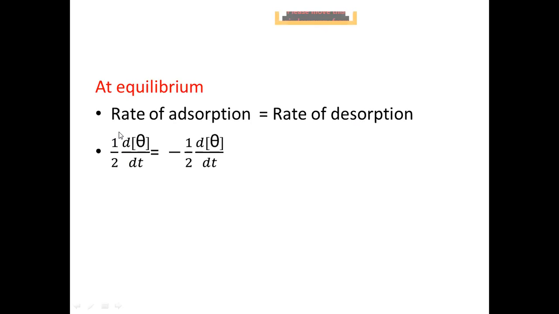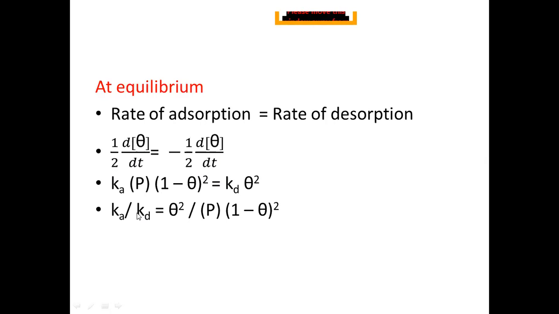So what was the rate of adsorption? This was 1 over 2 d theta over dt, and this is the rate of the desorption. Desorption is represented by the minus, which indicates the rate is going to decrease with respect to time, and that's why this is indicated with the minus sign. And in other way, this is the rate for the desorption. So in the previous slide, we have derived the relationship: rate of adsorption is equal to this factor, and rate of desorption is equal to this factor.